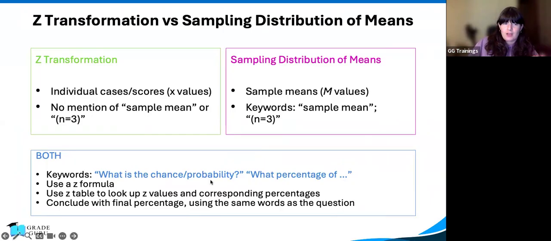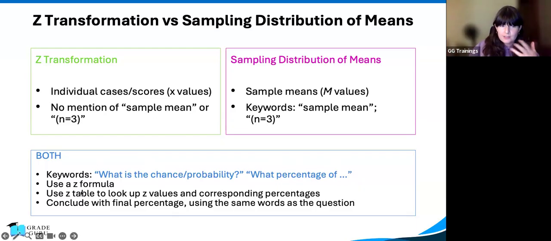So I want you to actually pay attention to the both block at the bottom of the page first. The question that they ask you for both Z transformation and sampling distribution of means is going to be, what is the chance? What is the probability? What percentage of cases? Yada, yada. It's an identical question. Both of them use a Z formula to standardize the value and produce a Z value. Z transformation has that X minus mu over standard deviation. Sampling distribution uses the one sample Z-test formula.